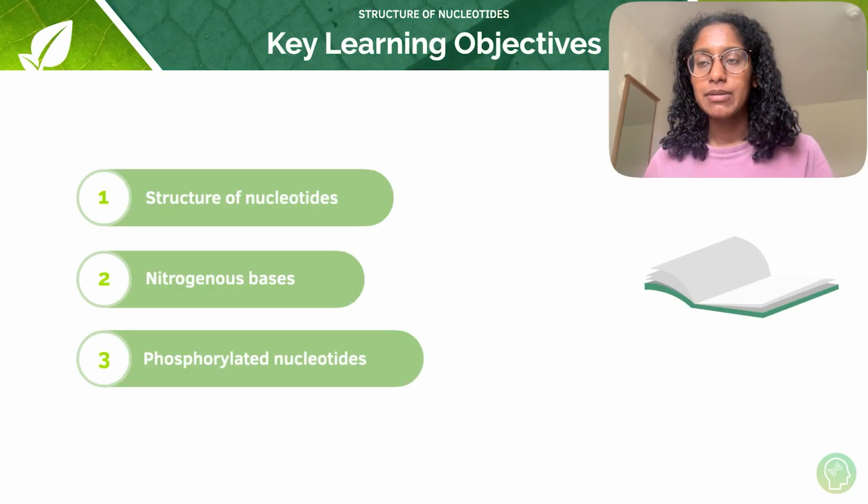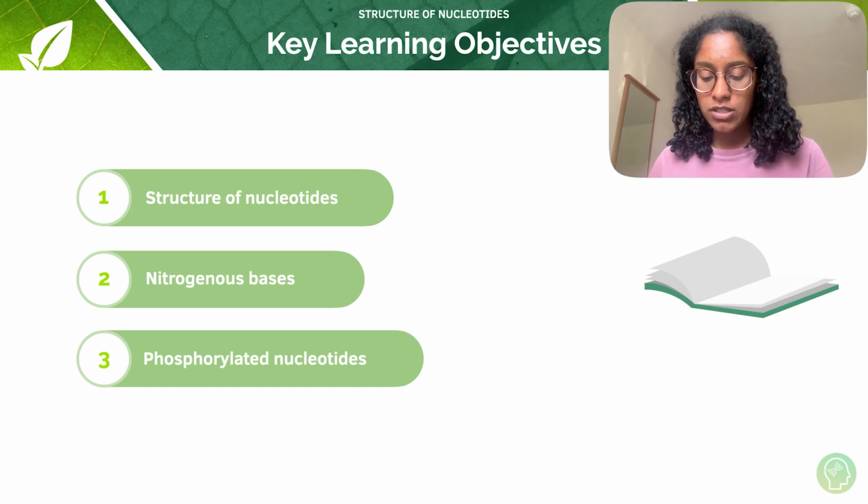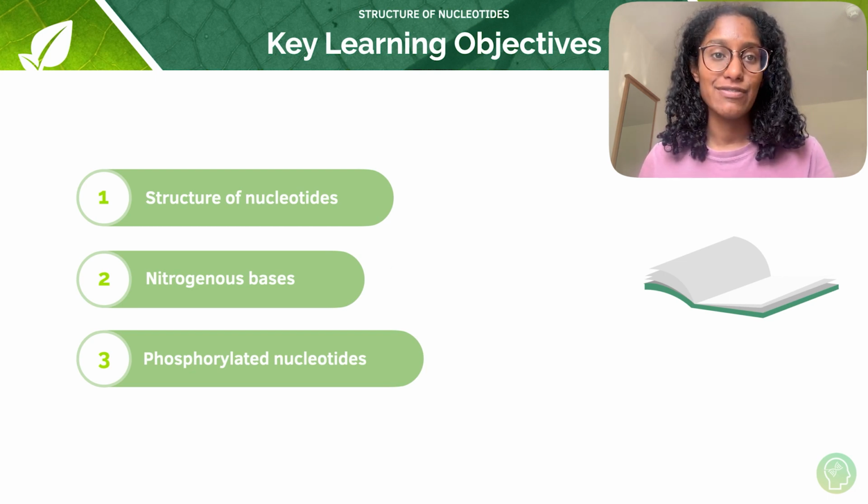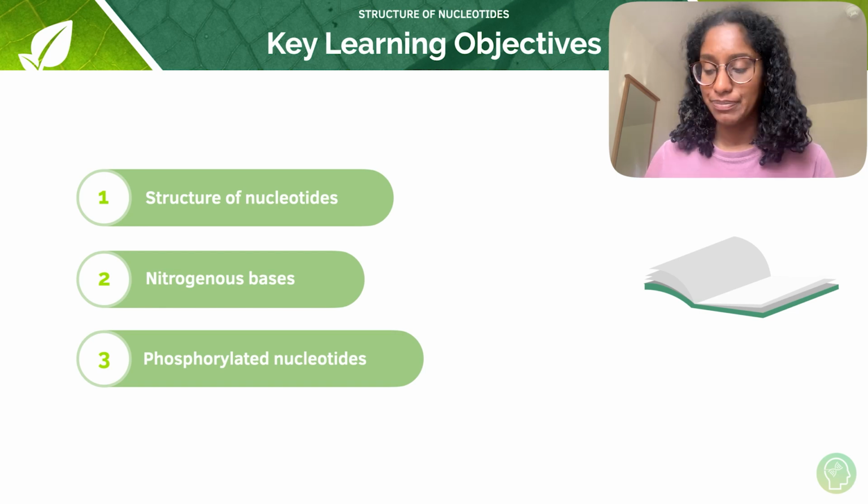Our key learning objectives for today are all about nucleotides. Number one, we're going to have a look at the structure of nucleotides. Number two, we're going to have a look at nitrogenous bases. And number three, we're going to explore what happens when we phosphorylate and dephosphorylate nucleotides.